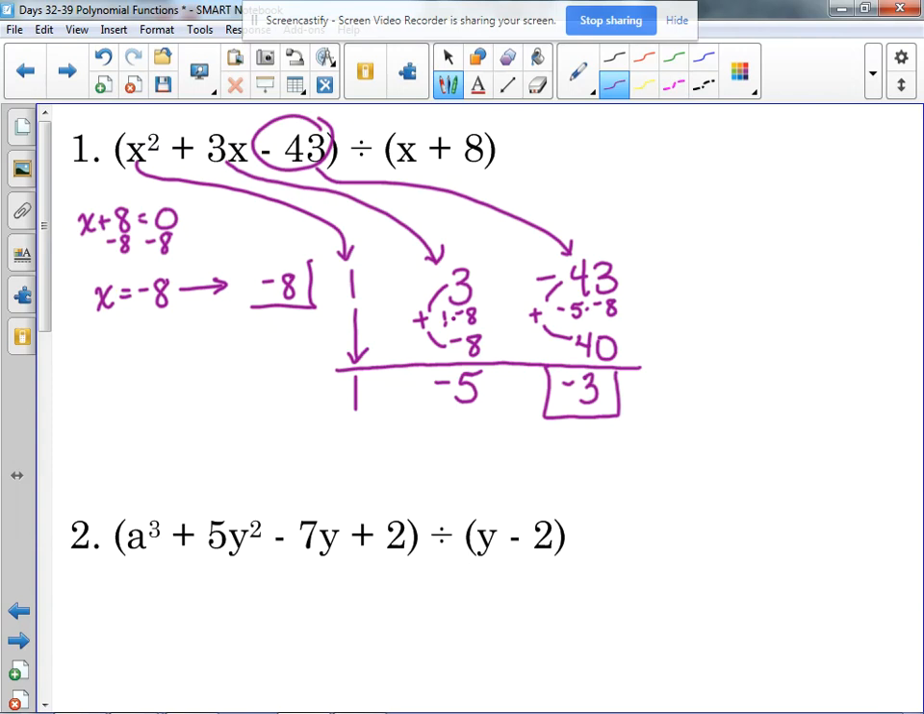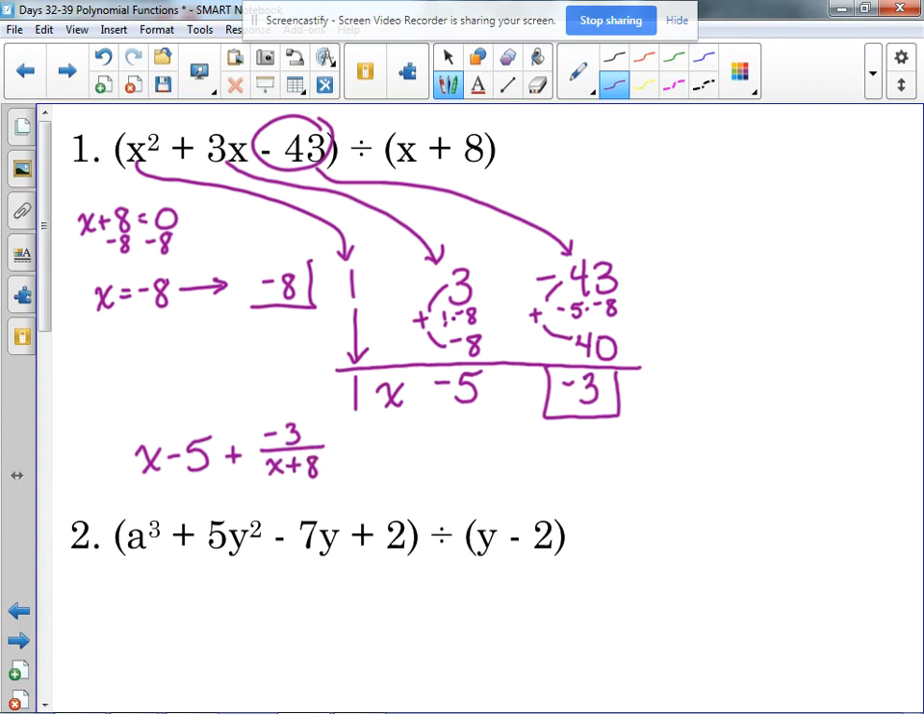We started with x squared, so we've got an x right here. We've already got the minus sign. Here's how you need to write this answer. X minus 5 plus the remainder over the divisor.